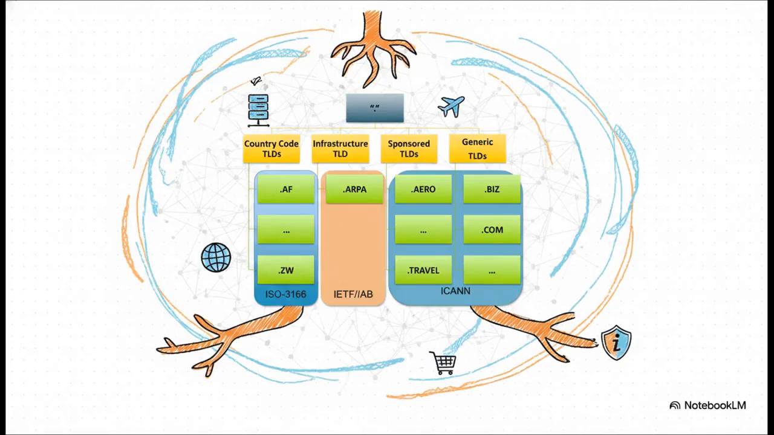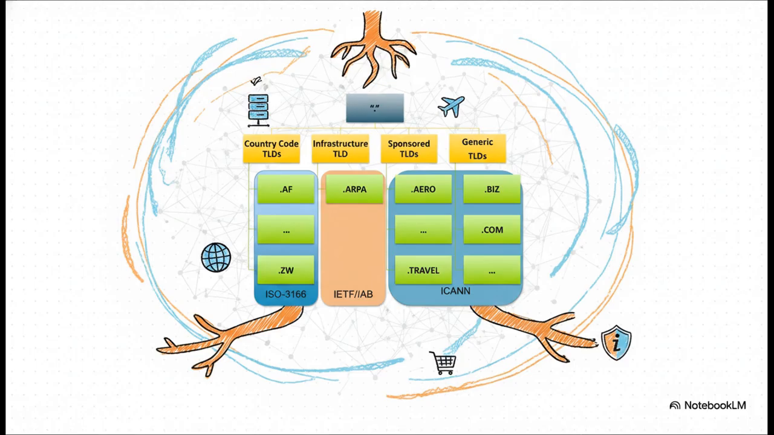The internet absolutely needs technical coordination just to ensure everything talks to everything else. If you visualize this as a giant tree, at the very top, you have the root, and branching down from there, you see the different categories. Country code top-level domains on the left, infrastructure domains, sponsored domains, and generic domains like .com over on the right.